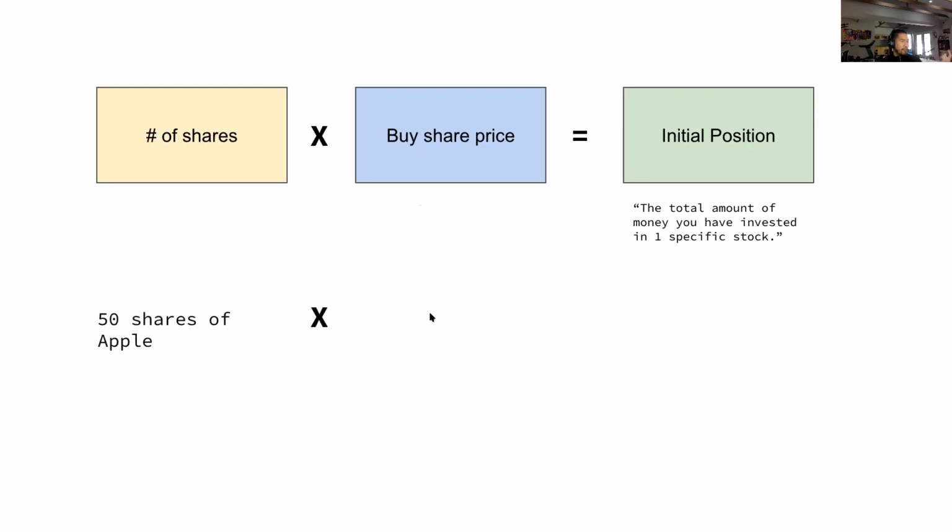In our example, 50 shares of Apple. It's currently $134.50 per share. So if I multiply 50 times 134.5, which is the price of one share of Apple, that means I have $6,725 invested in Apple stock. And that is my initial position in Apple. Okay, so that's the basic math that you are working on today.